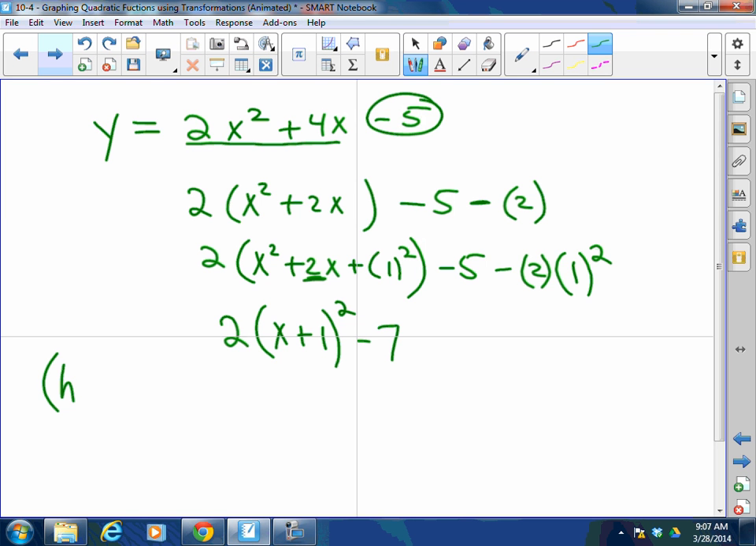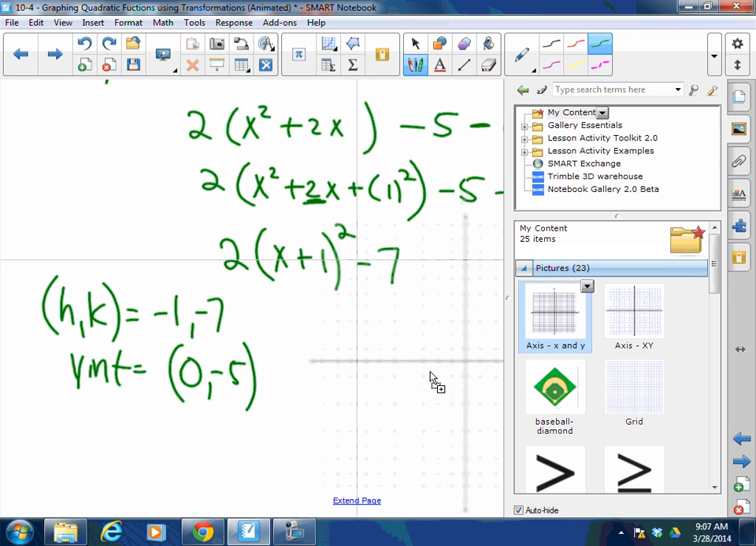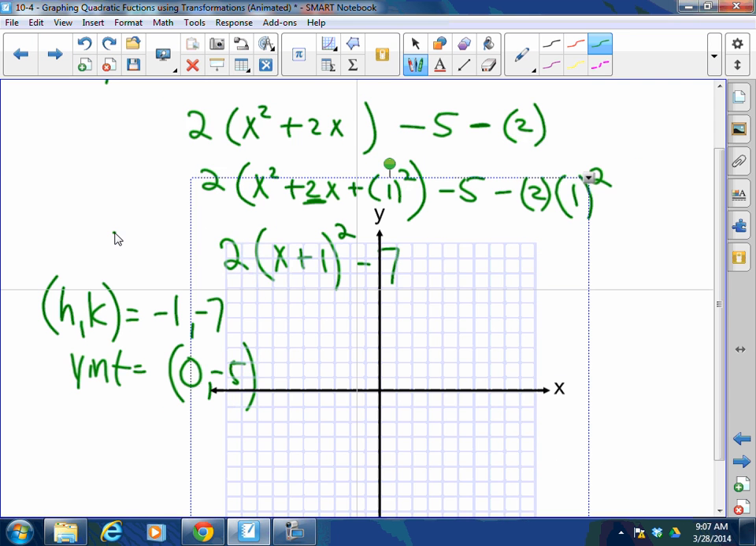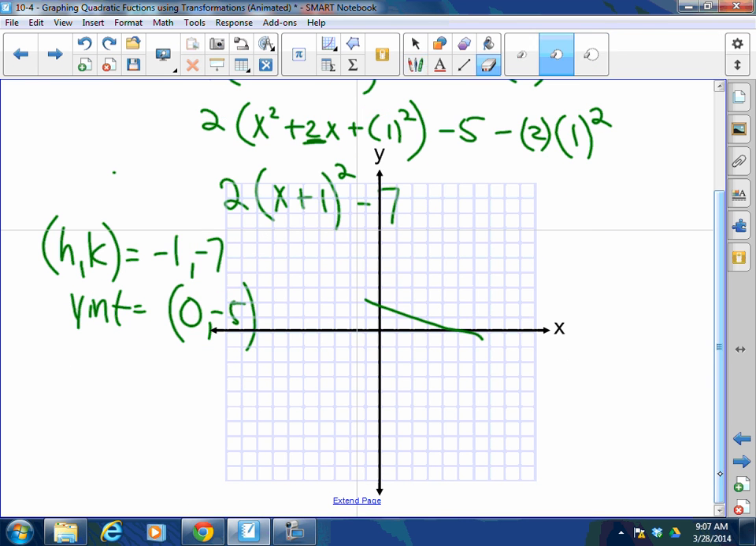Real quick, what's my vertex, my h, k? Negative 1, negative 7. What's my y-intercept? When x is 0, we got 1 squared, which is 1 times 2 minus 7, negative 5. And then if I wanted to graph this, I very well could, very easily, which I'm going to do right now.